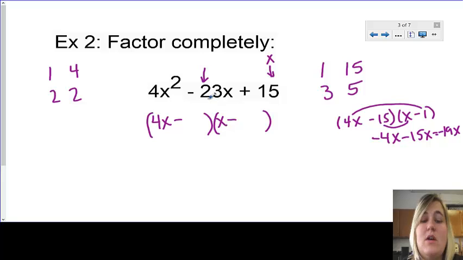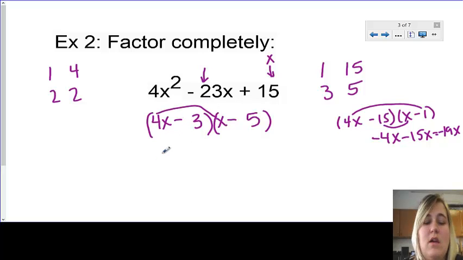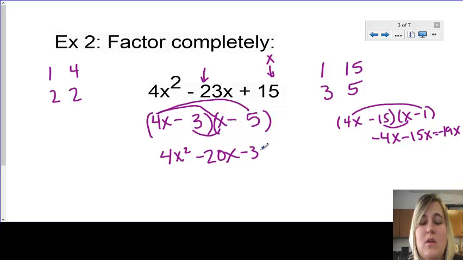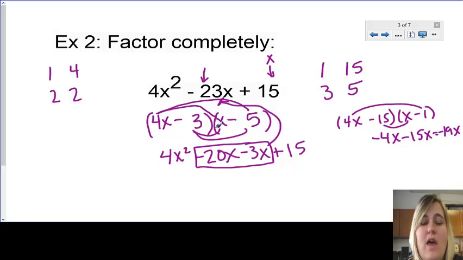So since I want to get 23, I know if I take 4 times 5, that would get me 20. And x times 3 would get me a 3. So let's see if this one works. This is going to get me 4x squared. Outside gets me negative 20x. Inside gets me a negative 3x. And last gets me a positive 15. If I take negative 20 minus 3, that gets me negative 23. So that is my answer. The quantity of 4x minus 3 times the quantity of x minus 5.